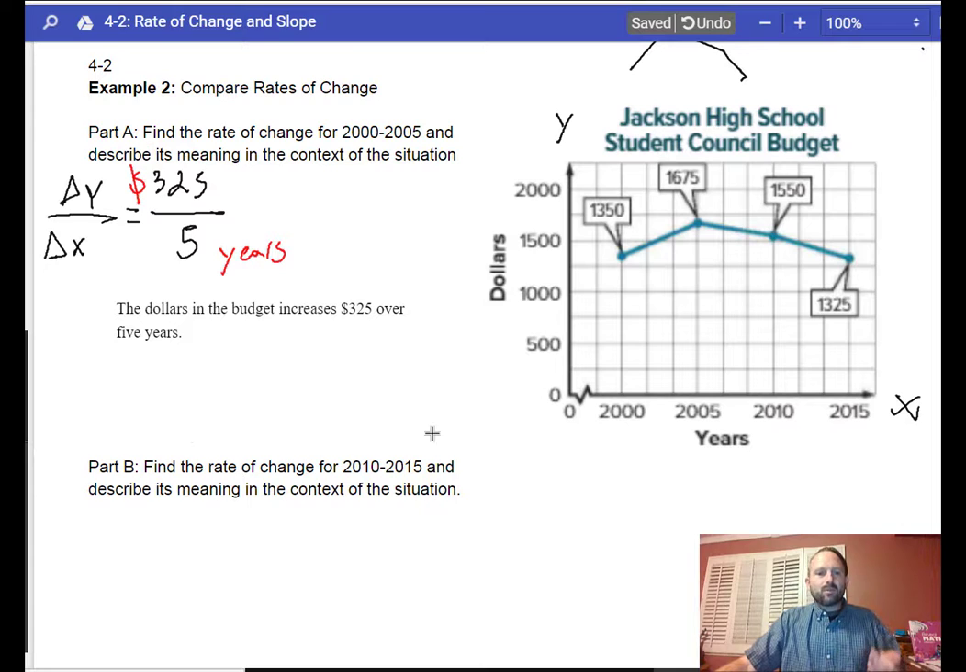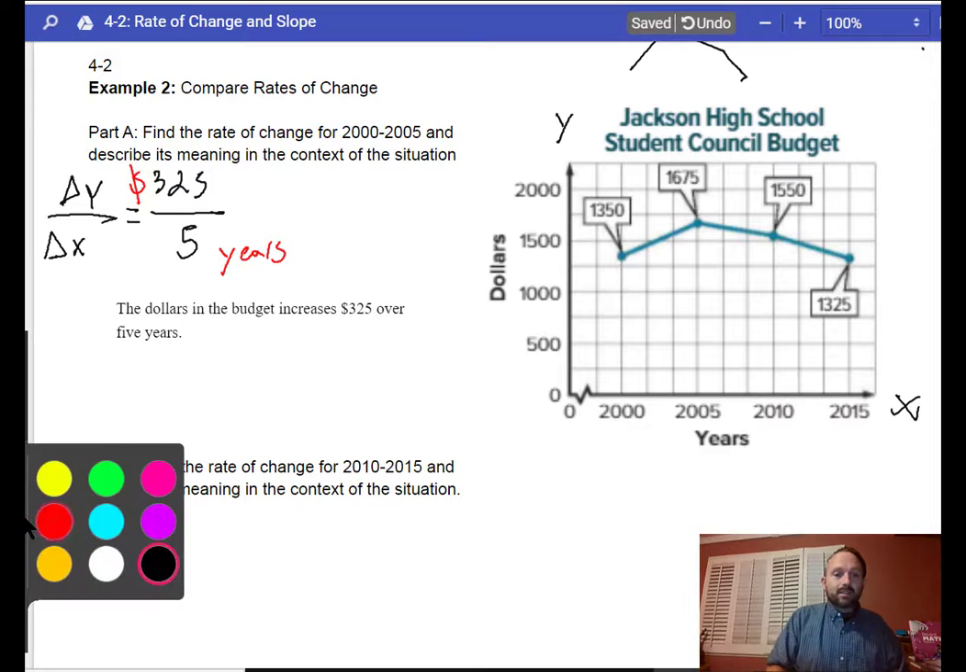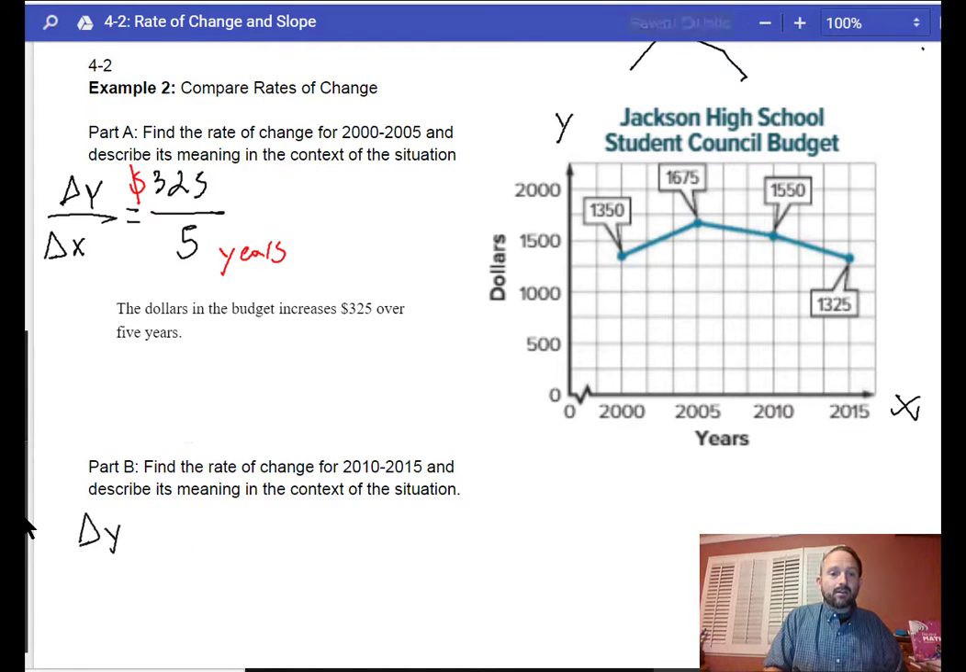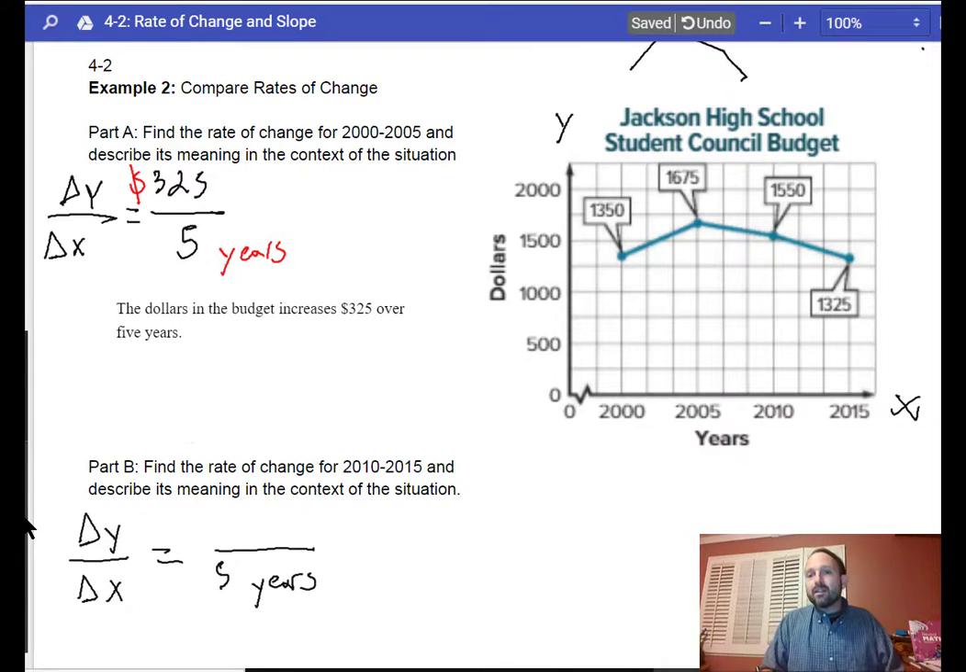Find the rate of change from 2010 to 2015. All right, well, from 2010 to 2015, we can see that it's going to be our delta y over delta x. It's a change in 5 years, but it goes from 1550 to 1325. If we understand that it's a negative slope, it's going down. So if I subtract this, I know that it's going to be negative. I go 1325 minus 1550. If I subtract that, I should get negative 225.